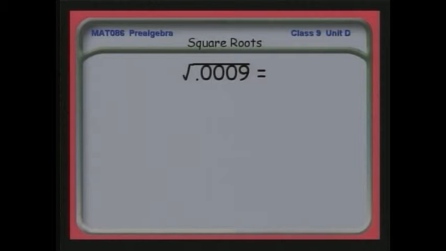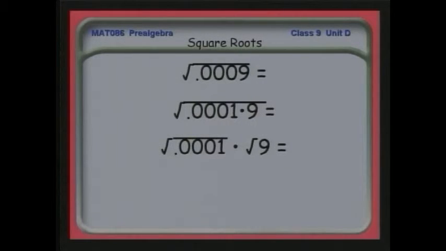Let's play around with some examples of finding square roots of numbers with decimals in them. How about the square root of 0.0009? We can do something with this. I can express this as the square root of 0.0001 times 9. Then if you have a square root split this way into factors with no pluses or minuses or anything else in the square root, you can do this. That square root is equivalent to the square root of 0.0001 times the square root of 9.